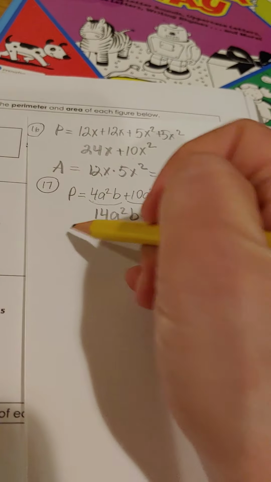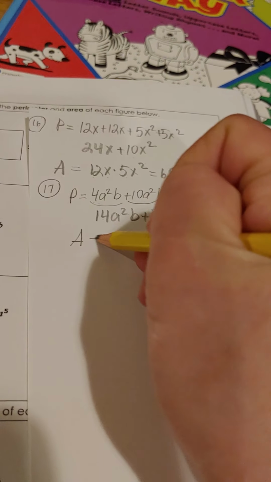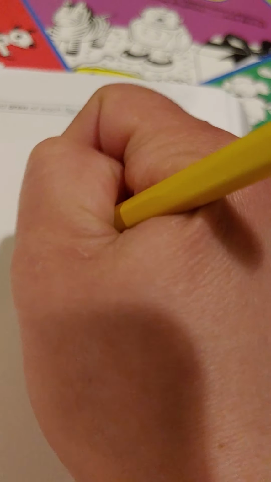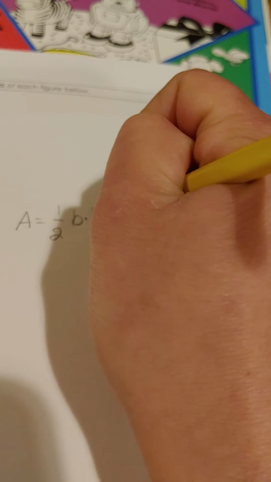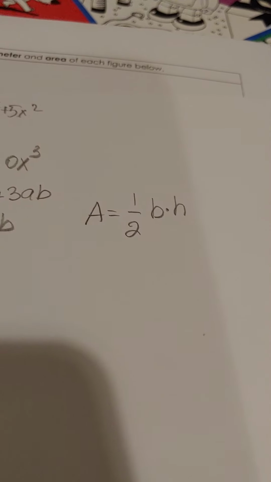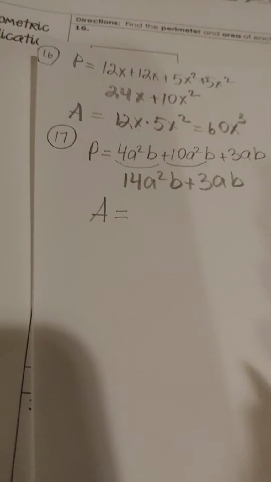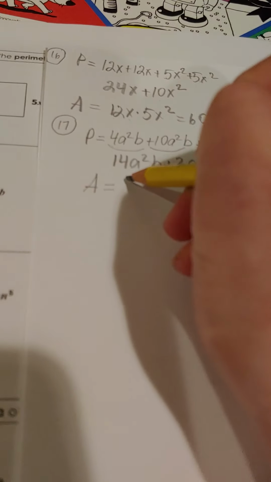Now we have to figure out the area of this triangle. Just a reminder that the area of a triangle is 1/2 of base times height. 1/2 base times height. So that's what we have to do here. It's going to be 1/2 base, which is ab, times height, which is 4a squared b.